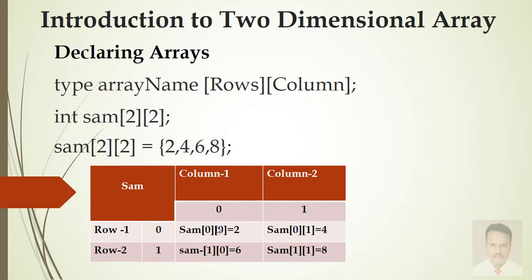So how do we refer to this location? Array name Sam[0][0], so the 2 will be stored here. And how do we refer to the next location? Sam[0][1], the value 4 will be stored. Now moving to the second row, Sam[1][0], 6 will be stored, and Sam[1][1], the value 8 will be stored.